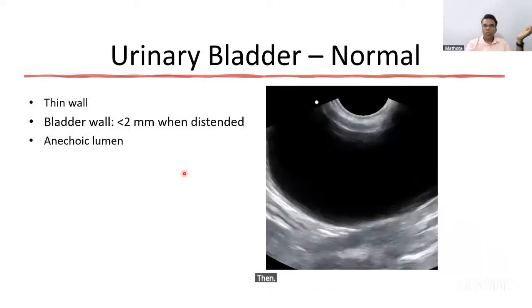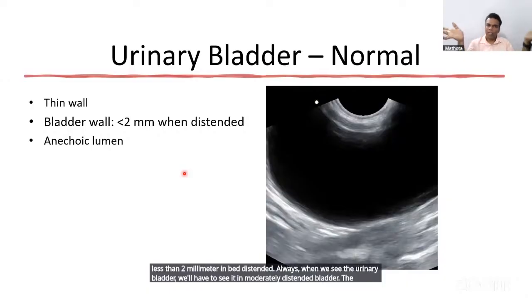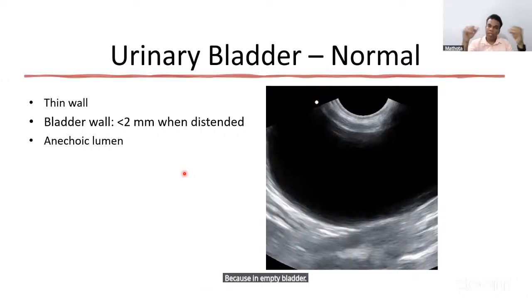Then we come to the urinary bladder. In the urinary bladder, we always have a thin wall, less than 2 millimeters when distended. Always when we see the urinary bladder, we have to see it in a moderately distended bladder. In an empty bladder, we can't assess the bladder wall thickness because the wall is thicker than in a normal bladder. The content of the bladder lumen should be anechoic. If you have some hypoechoic content, then there's something.